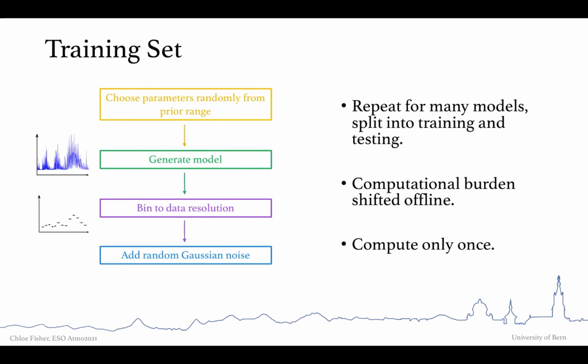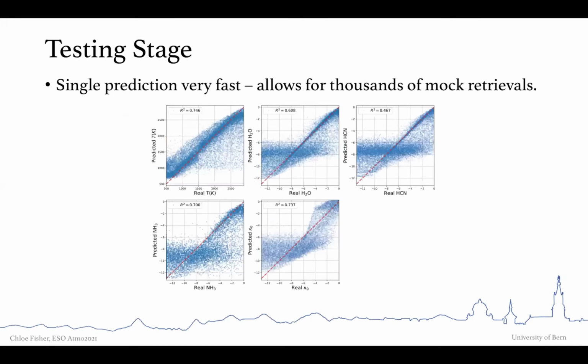If that makes sense. So then you repeat this over and over for lots of models, and then you split this into training and testing. It's important you have a testing set, which is a set of models the forest hasn't seen before. You compute this only once and it's shifted offline, like I said. So let's imagine you've trained your forest and then you test it on the set of models it hasn't seen. And this is what you'll get, something like this. Because a single prediction is incredibly fast, microseconds, and you can parallelize it, this allows for the equivalent of thousands of mock retrievals.